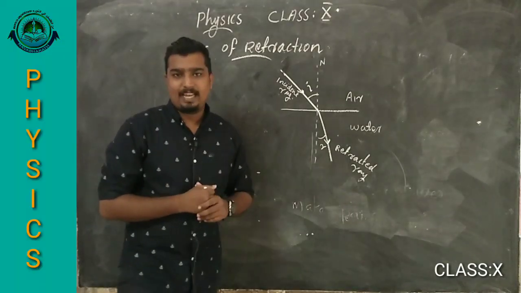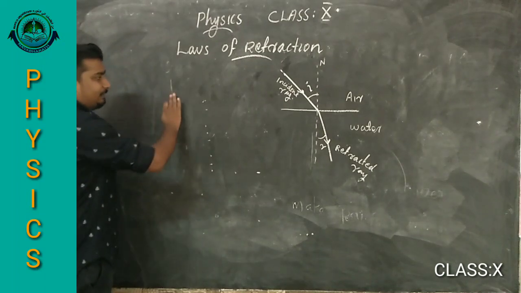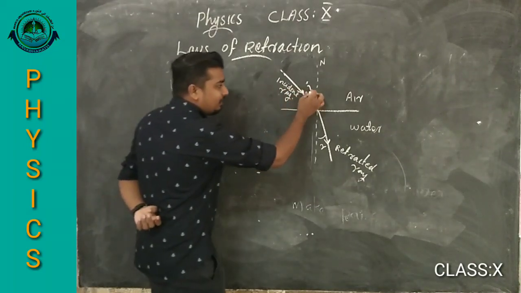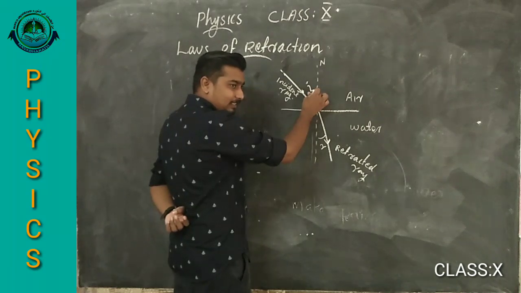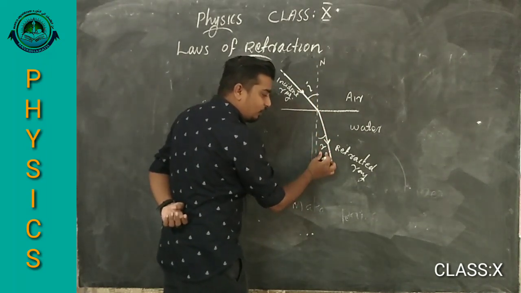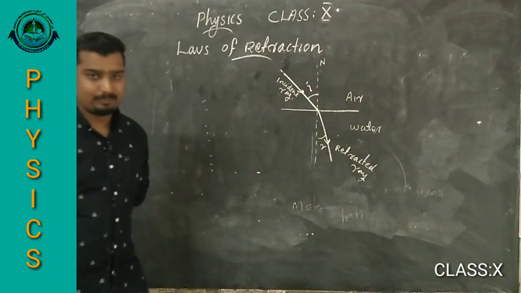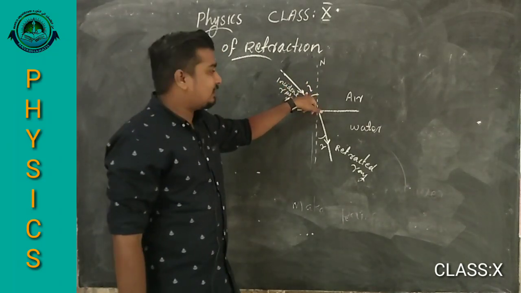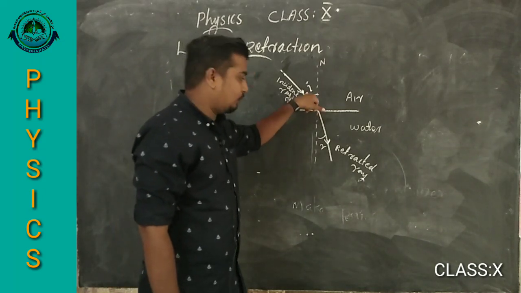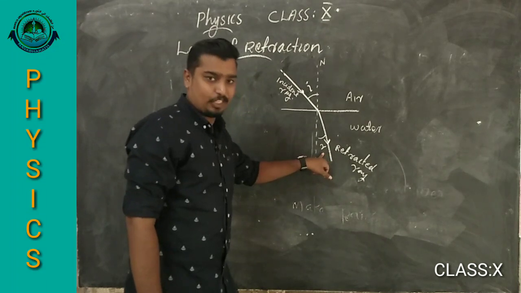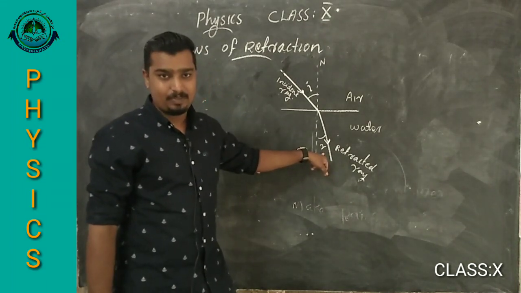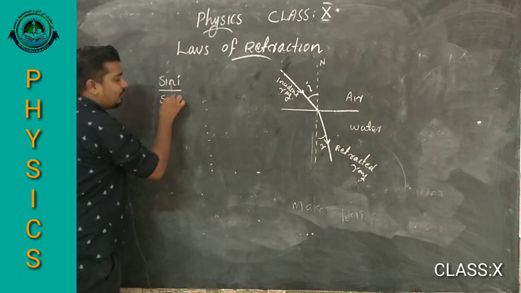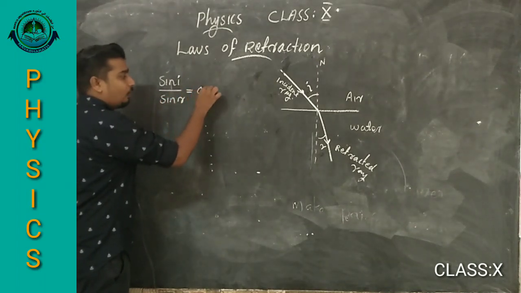And the second law states that the ratio of the sine value of angle of incidence to the sine value of angle of refraction is a constant. I repeat, what is the second law? The ratio of the sine value of angle of incidence to the sine value of angle of refraction is a constant. That means sin i by sin r equals a constant.